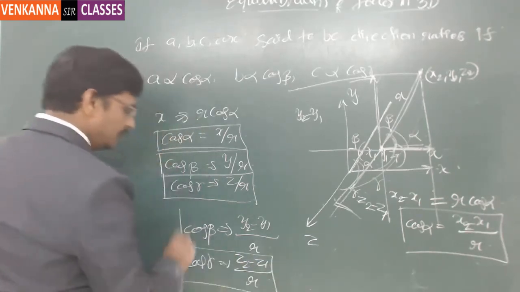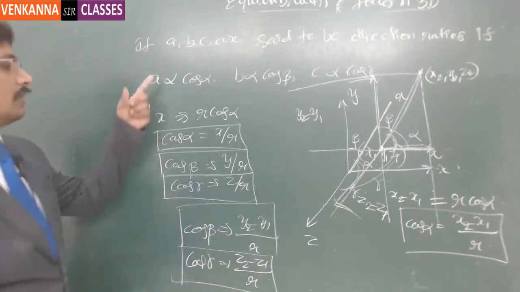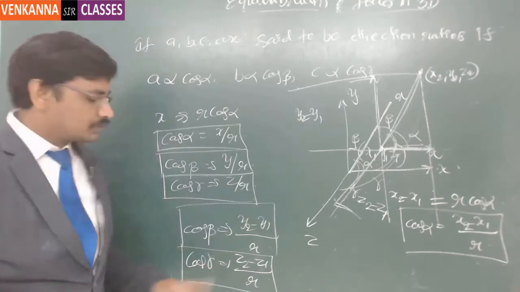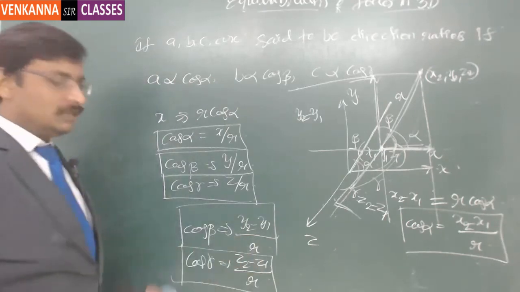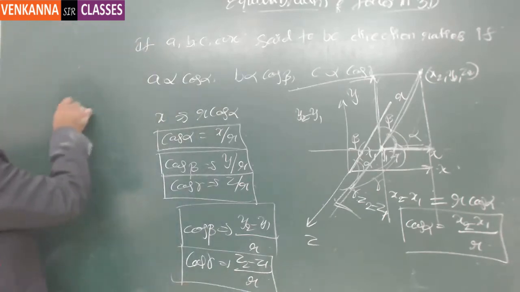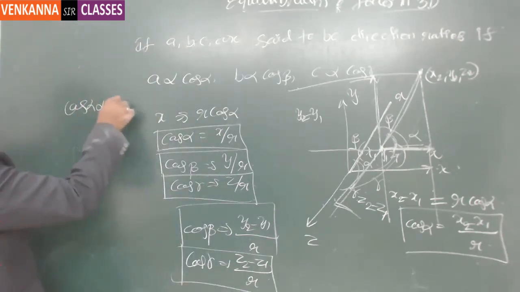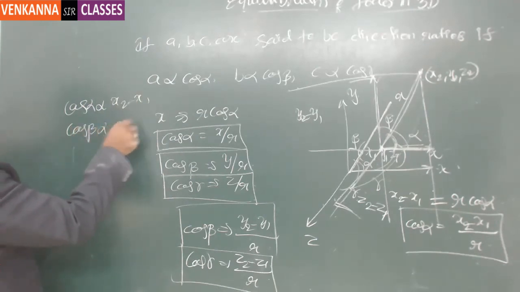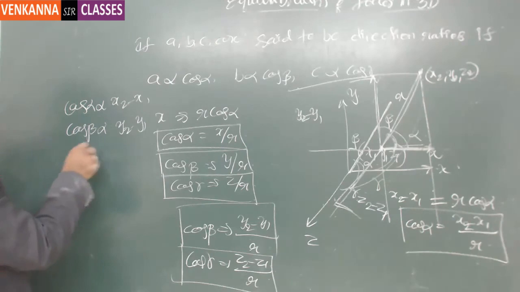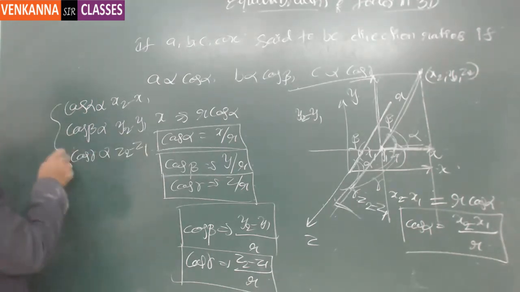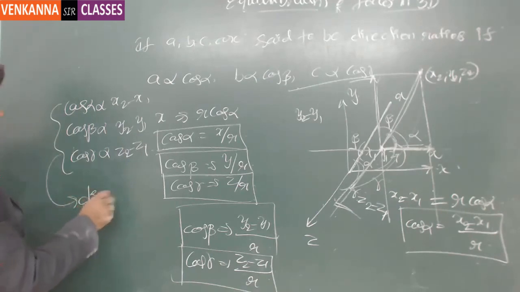So these values, which I am talking about, are nothing but the direction cosines. If r is constant, because r is there in all the expressions, then cos alpha is proportional to x2 minus x1, cos beta is proportional to y2 minus y1, and cos gamma is proportional to z2 minus z1, and these values are called direction ratios.